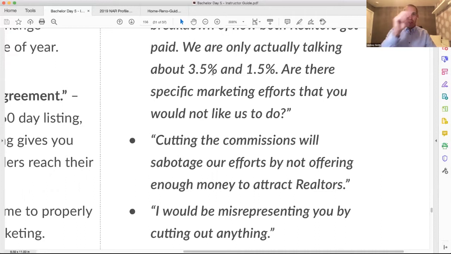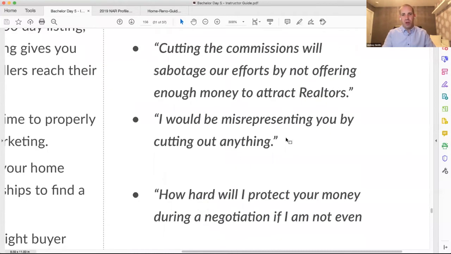And so now we're sitting at, and then I would draw 2.5, 2.5, and 1.5 and say, if realtors have listings at this amount, and they're not supposed to, they're supposed to show every listing, but would a realtor be more motivated to sell one where they're going to get paid more? So we'd be sabotaging our efforts by not offering enough money to attract realtors. And then again, we talked about this one as well. I'd be misrepresenting you by cutting anything out.